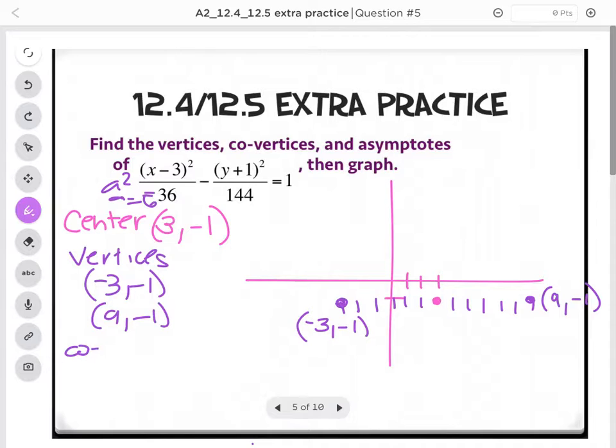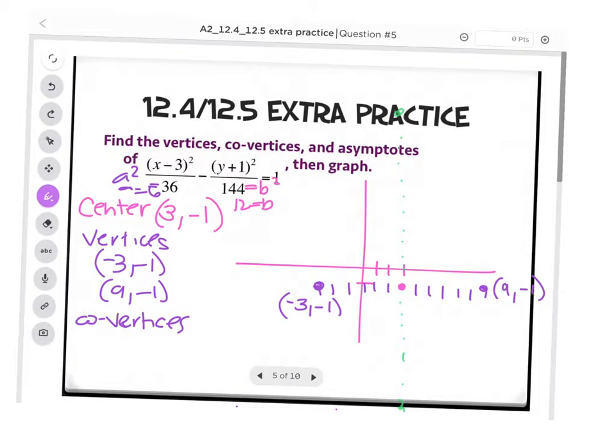And then the co-vertices, I would shift the y. Because this is b squared, b is 12. So to my y, I'm adding 12: 1, 2, 3, 4, 5, 6, 7, 8, 9, 10, 11, 12. And subtracting 12: 1, 2, 3, 4, 5, 6, 7, 8, 9, 10, 11, 12 down here. If I keep my x but change my y, my x is still at 3. My y is 12 less than negative 1, which would be negative 13, and 12 more than negative 1, which would be a positive 11.